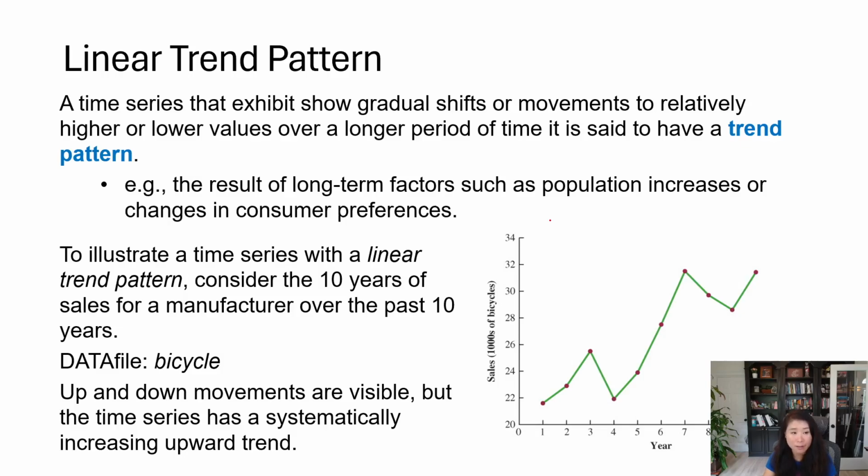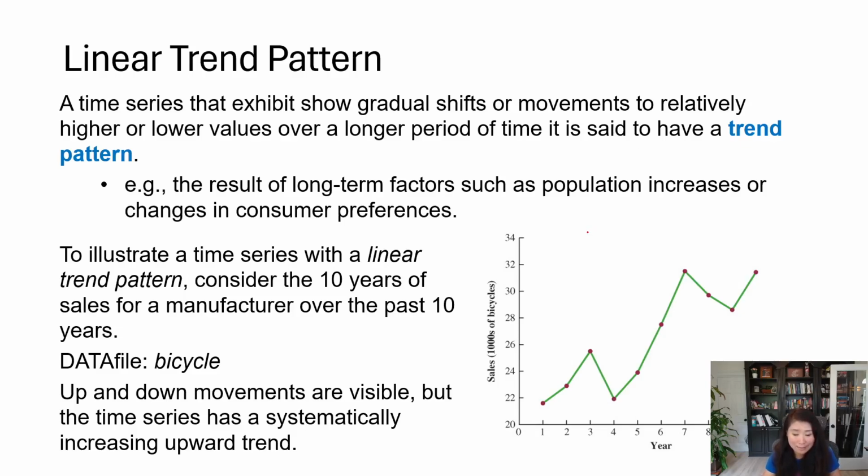So the next is called a linear trend pattern. A time series that exhibits a gradual shift or moves to relatively higher or lower values over a long period of time is said to have a trend pattern. As you can see on the right-hand side, we are looking at bicycle sales measured in 1,000s of bicycles. It looks very different from the gasoline sales chart, right?